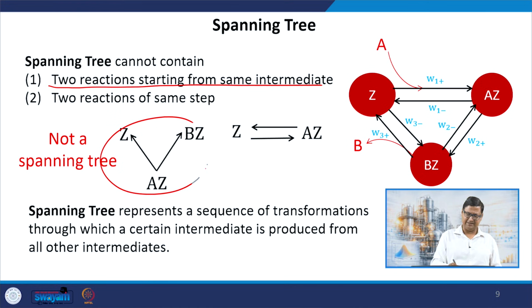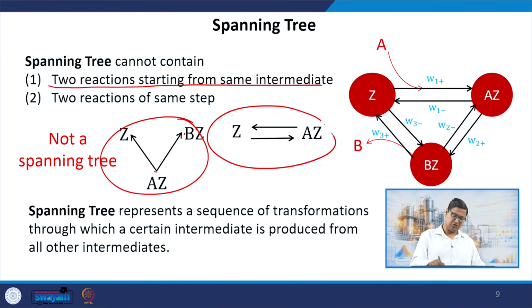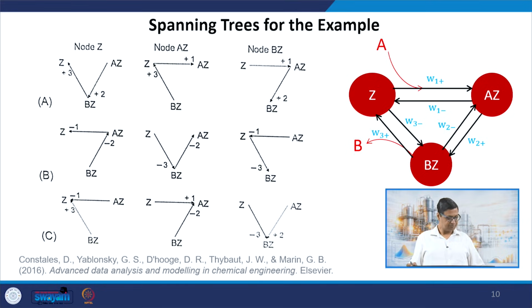Let us say something like this, where AZ goes to Z and AZ goes to BZ. It is a subgraph, but this is not called a spanning tree. Similarly, it should not contain cycles. So two reactions of the same step, both forward and backward reaction, will also not be counted as a spanning tree, right? So this represents a sequence of transformations through which we can form a certain intermediate from other intermediates in the problem.